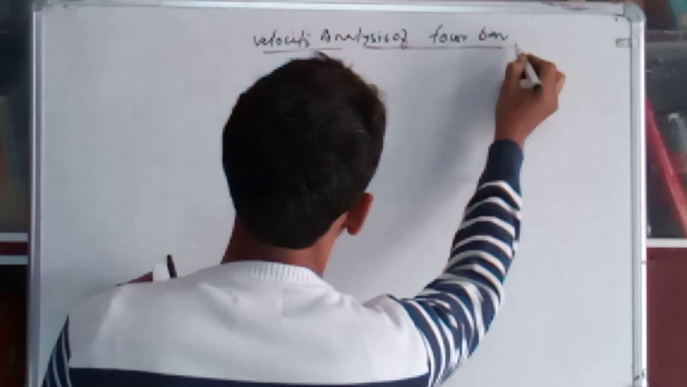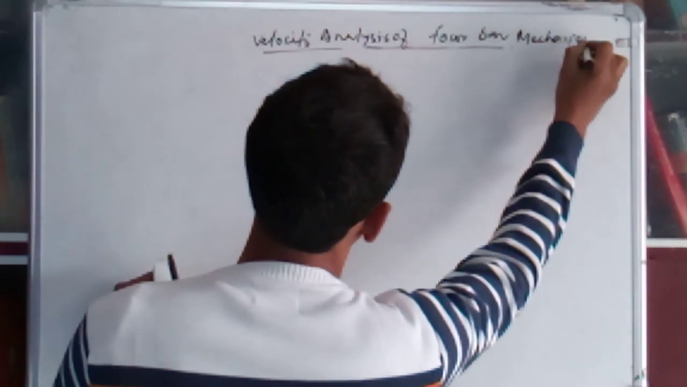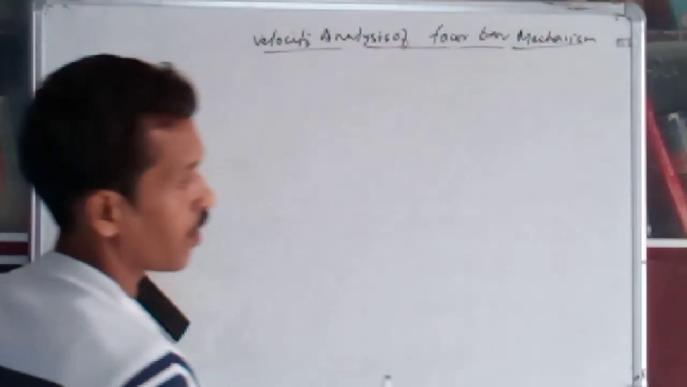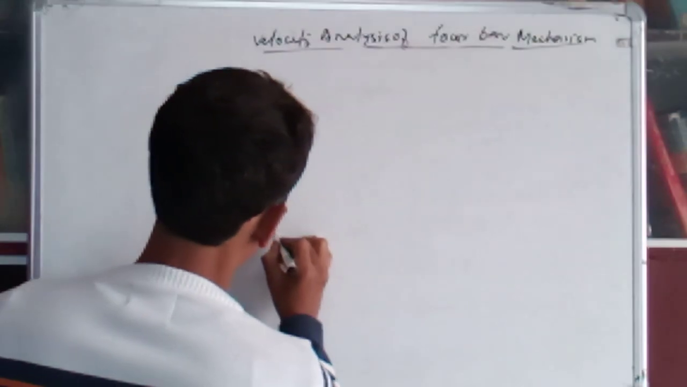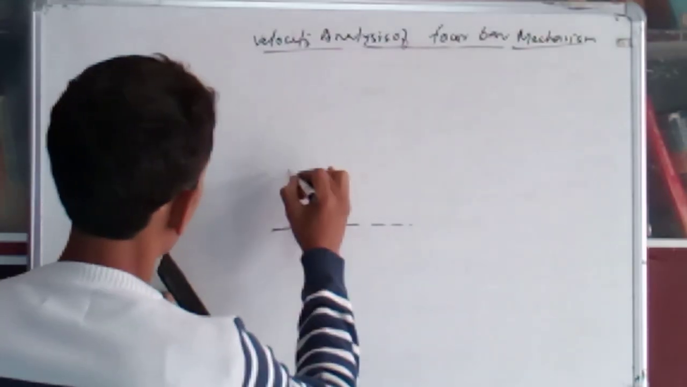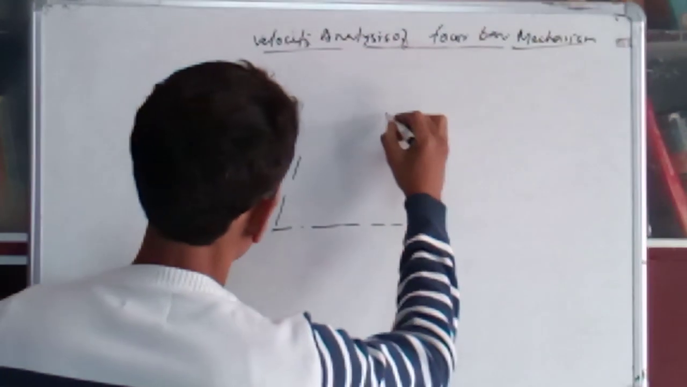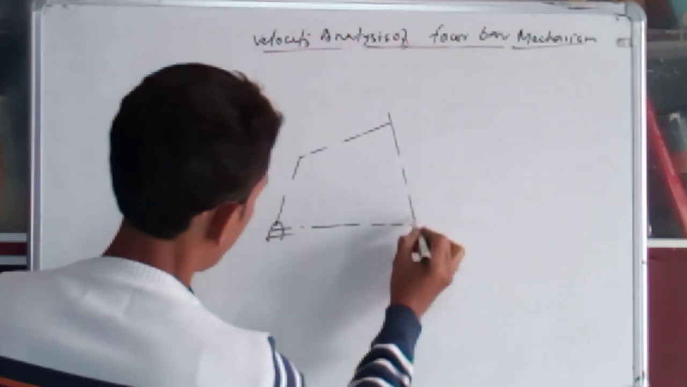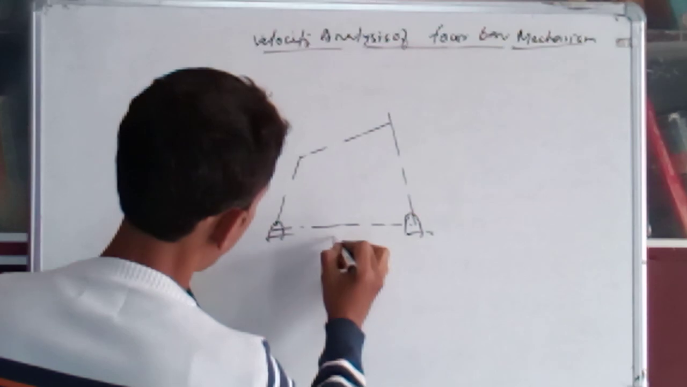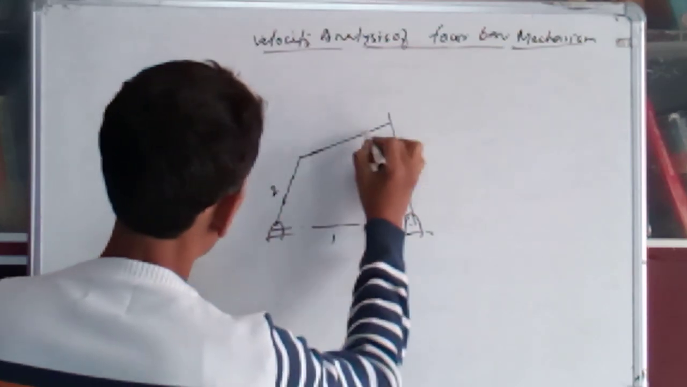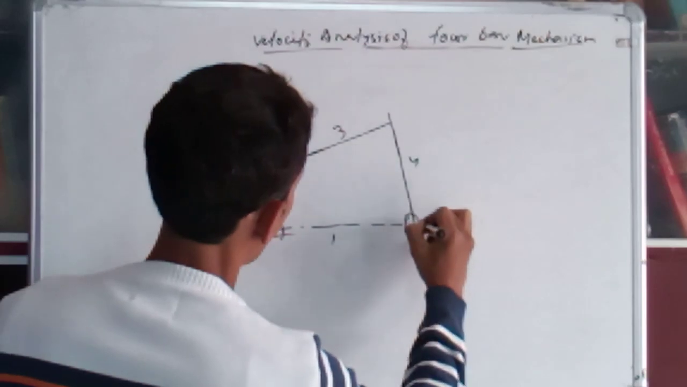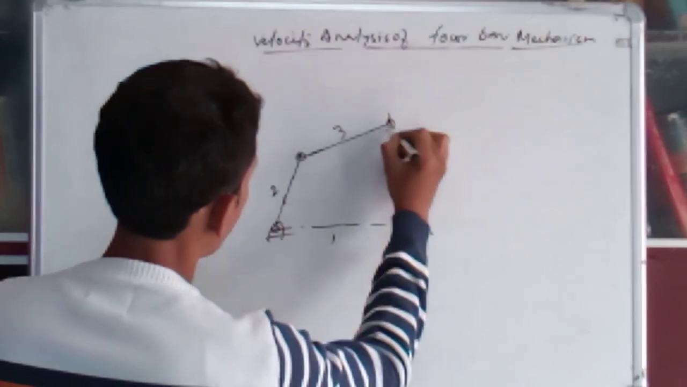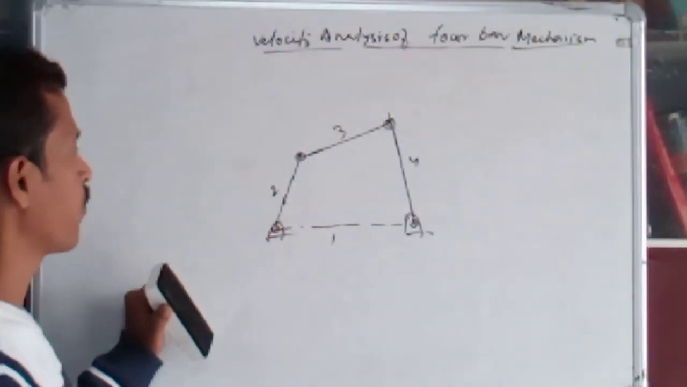Velocity analysis of 4-bar mechanism. First of all, we will draw the 4-bar mechanism. Suppose this is the 4-bar, so there will be 4 links: 1, 2, 3 and 4. In a 4-bar mechanism there will be 4 turning pairs.